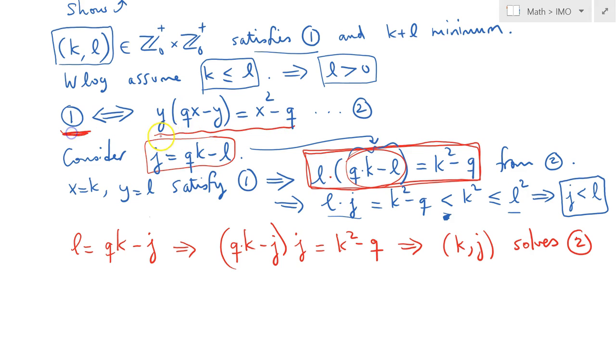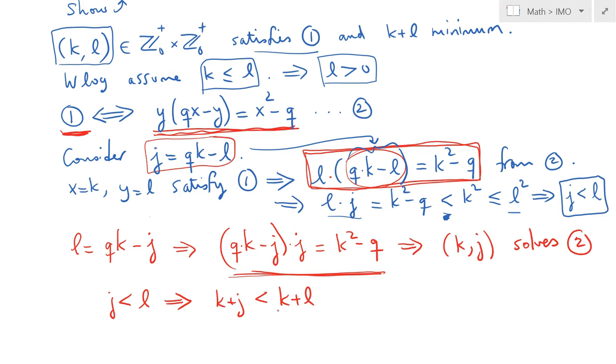So our original problem is equal to expression 2, but if I rewrite it like this, compare these two expressions. It's immediate that y is replaced by j and x is replaced by k on the left hand side, and on the right hand side again x is replaced by k. So therefore the pair kj satisfies this, and because kj solves equation 2 and j is strictly less than l, this implies that k plus j is strictly less than k plus l.